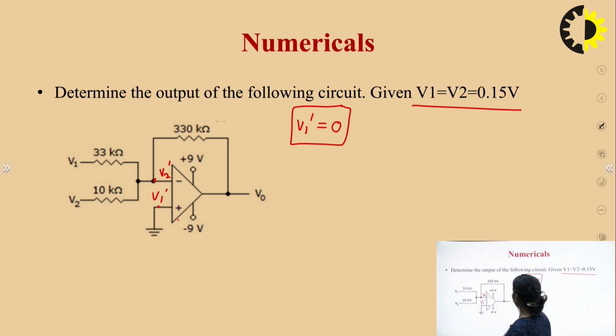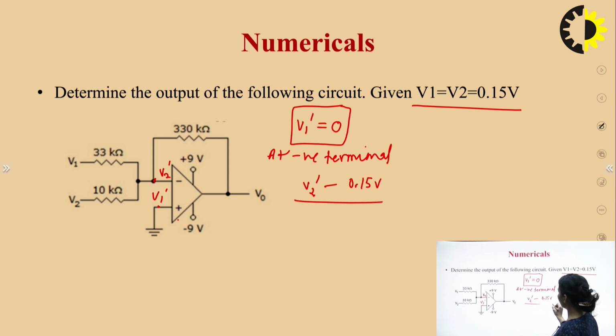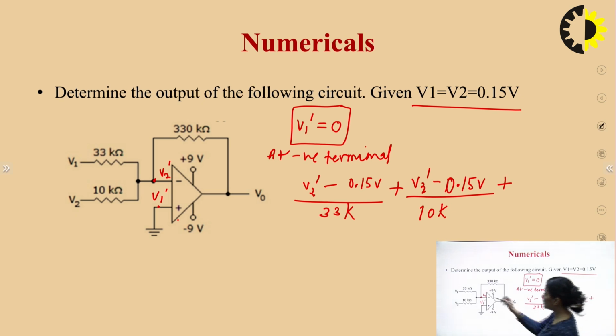Okay. Now at the negative terminal: (V2' - 0.15 volts)/33K plus (V2' - 0.15 volts)/10K, 33K and 10K, plus there is another branch, and in this branch the input current is 0 because of the high input impedance.